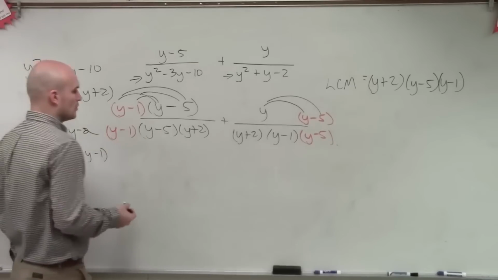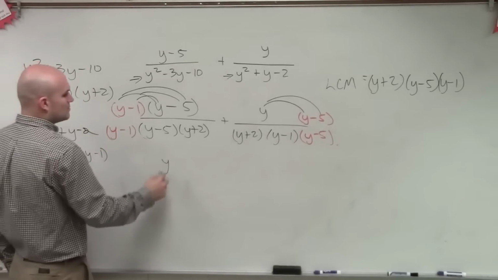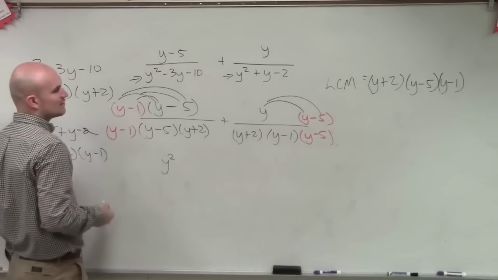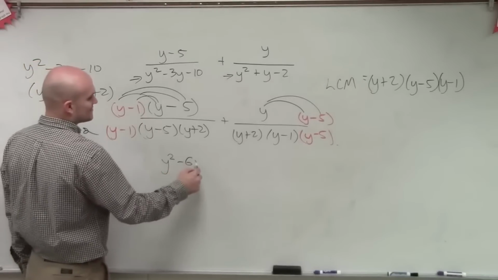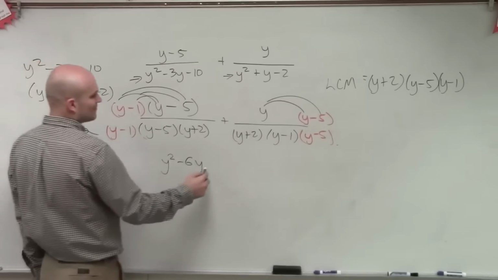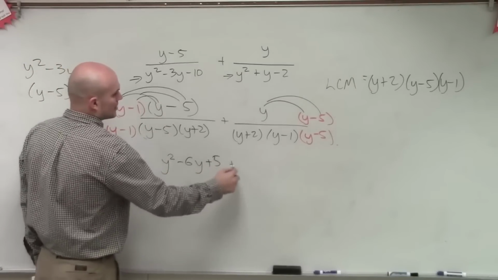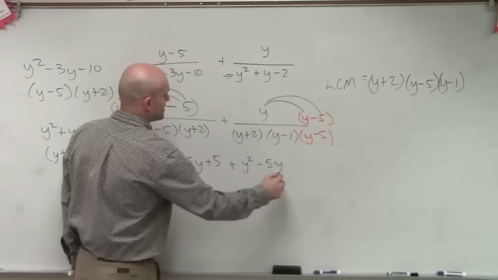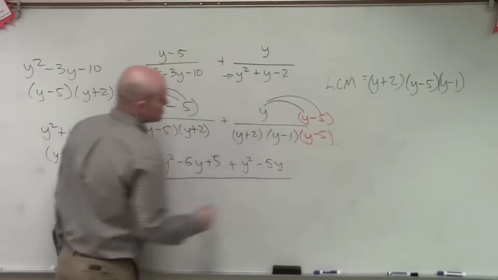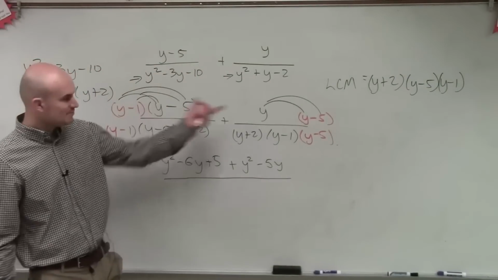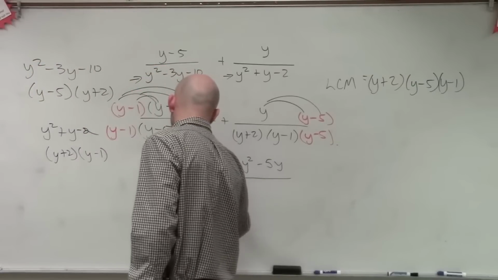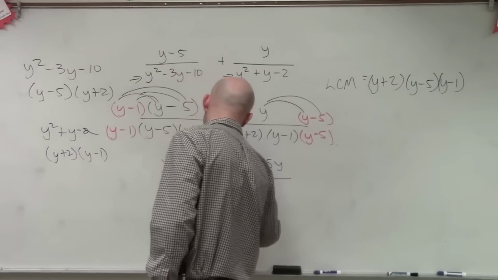So I'm going to do a little work in my head. Y times y, y squared. Y times negative 5 is negative 5y. Y times negative 1 is negative 1y, so that becomes a negative 6y. Negative 1 times negative 5 is a positive 5. Plus y times y is y squared minus 5y. So I just simplified. I just multiplied these out. And then I take them over my LCM, or common denominator.